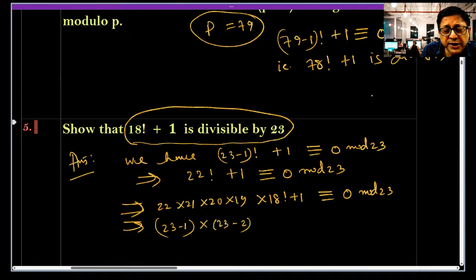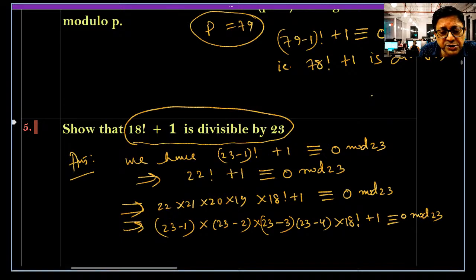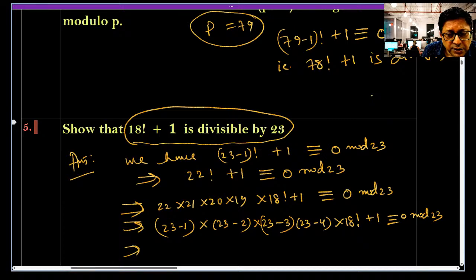This you write as 23 minus 2, 23 minus 3, 23 minus 4, into 18 factorial plus 1 congruent with 0 mod 23. You can see that each of these terms is divisible by 23, and so their product is divisible by 23.